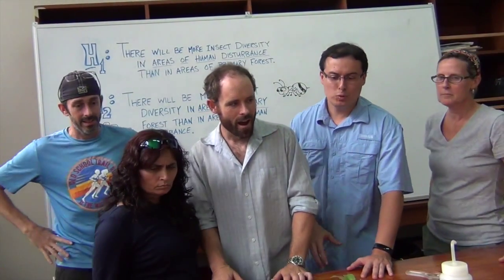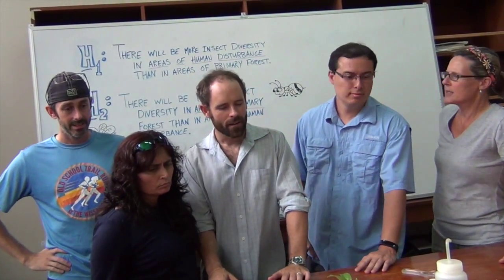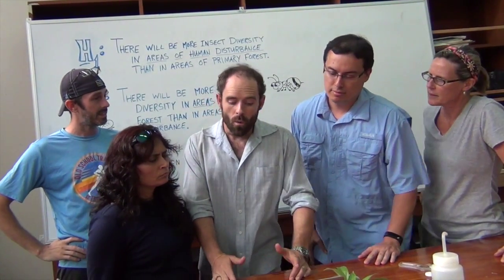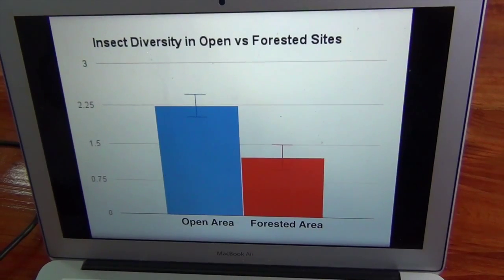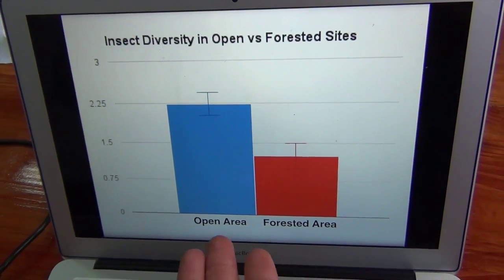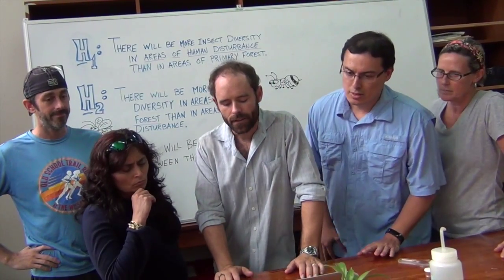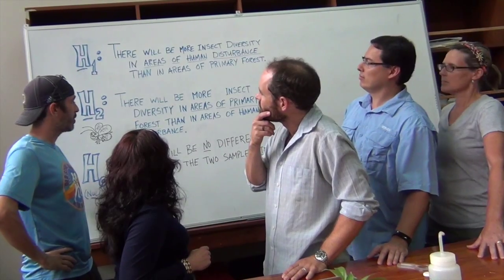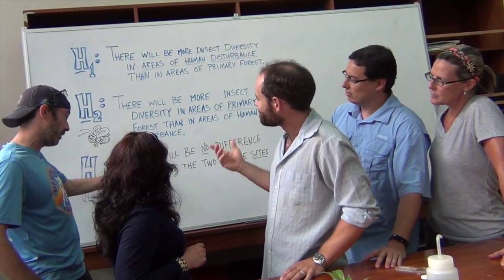So guys, what does our data mean? Is there a difference in insect diversity between the open areas and the forest? Well, using the Shannon Diversity Index calculator, we found a statistical difference in species diversity between the two sites. So I guess our data supports the first hypothesis. Yeah, but with a really small sample size, can we really reject the null hypothesis? Probably we should gather more data in order to be certain.